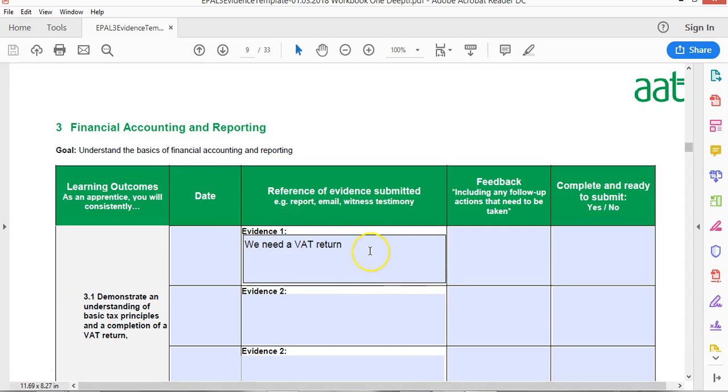So 3.1, we need a VAT return. I can talk to Caroline about that, but really, I can use your notes from your exams. It doesn't matter. But if you have one, we'll talk about that. If you've done one, that's brilliant.